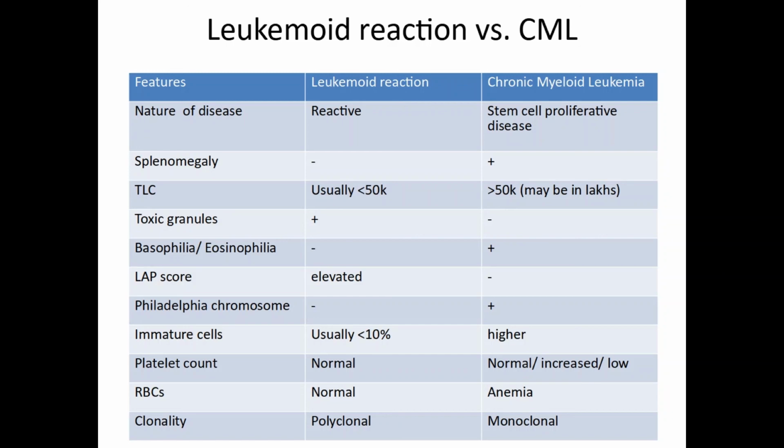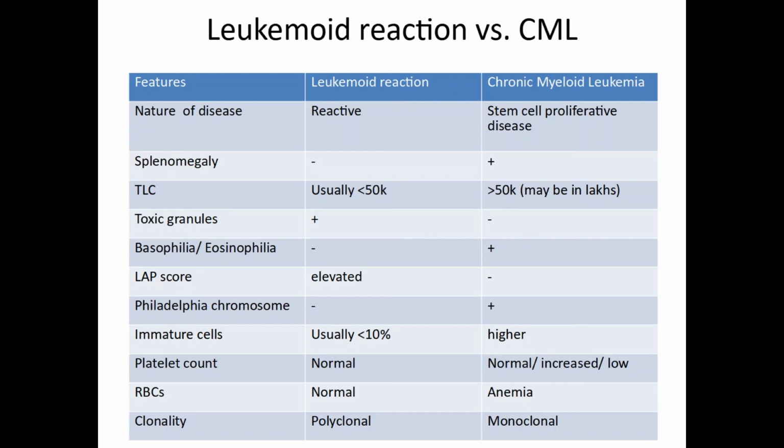In leukemoid reaction, the number of immature cells will be less than 10%, whereas in CML, the number of immature cells will be very high. Particularly, myeloblasts and promyelocytes will be very less in leukemoid reactions, but in chronic myeloid leukemia, the number will be slightly higher. Platelet count is usually normal in leukemoid reaction, whereas in chronic myeloid leukemia, it can be varied. It could either be normal or increased or low.